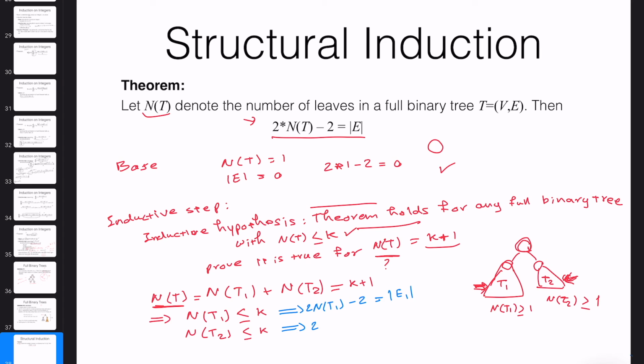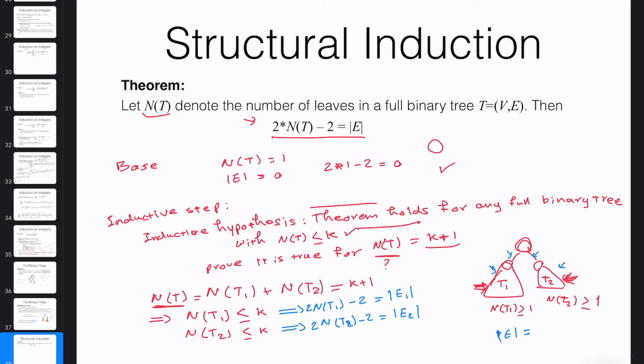And the theorem holds for the other part: the number of leaf nodes in T2 minus 2 is equal to the number of edges in T2. Okay, so one more thing that we know is that the number of edges in T is going to be the number of edges here, plus this one, plus this one.